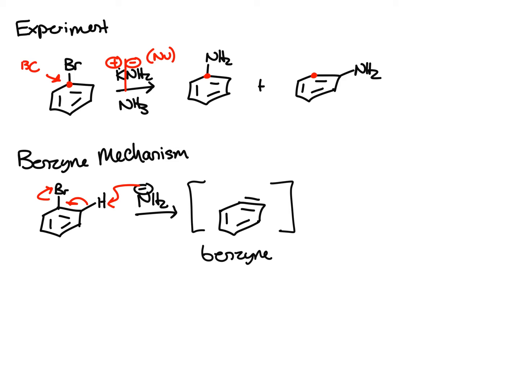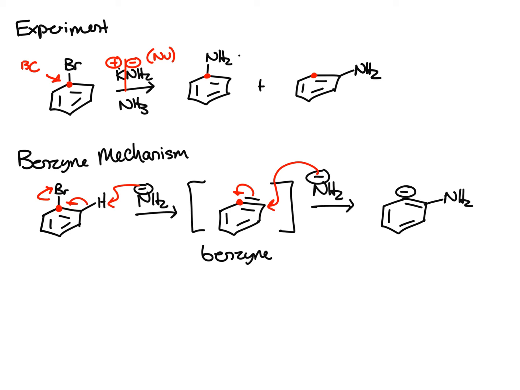The benzyne is very reactive, so from here another molecule of amide, NH2-, can act as a nucleophile, and let's go ahead and keep this carbon labeled as carbon-13. This NH2- could add to either side of this triple bond. For this purpose, let's just add it on the carbon adjacent to the labeled carbon. We've added it here.